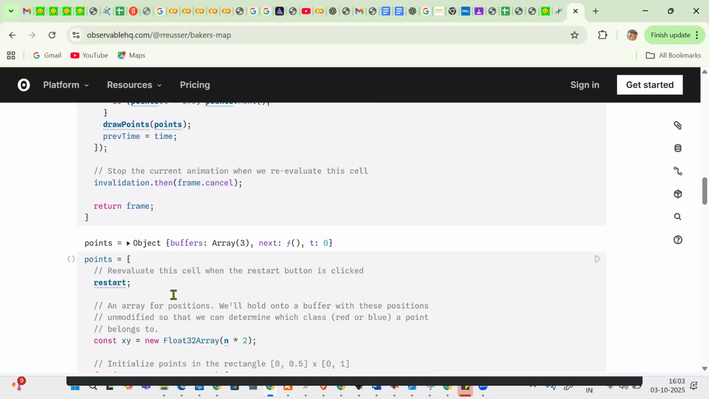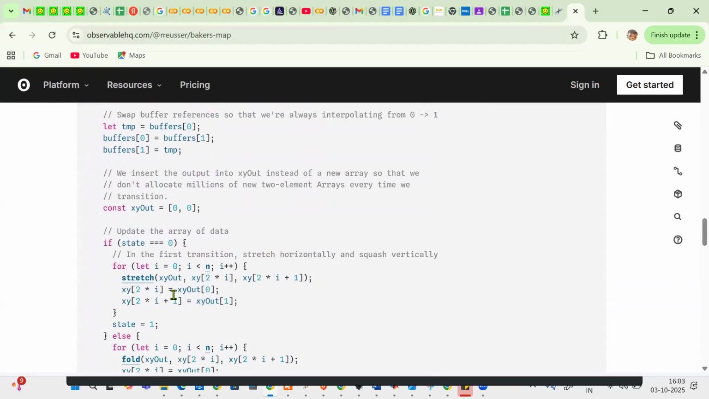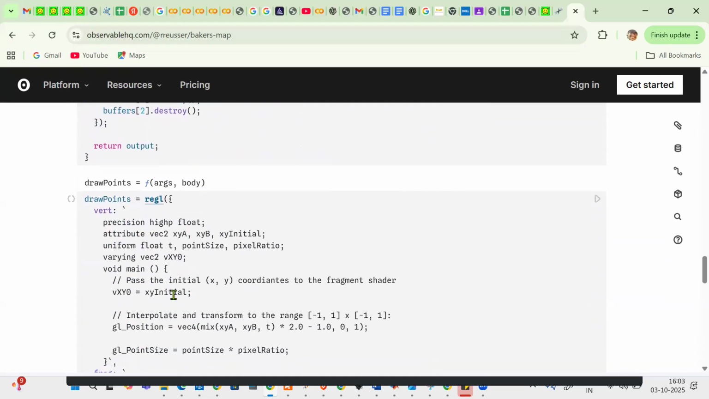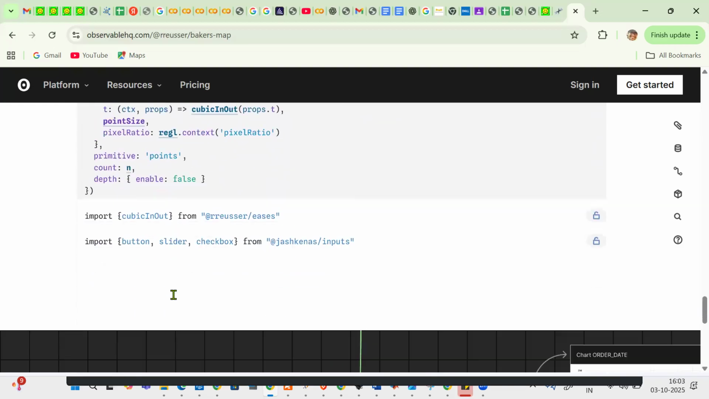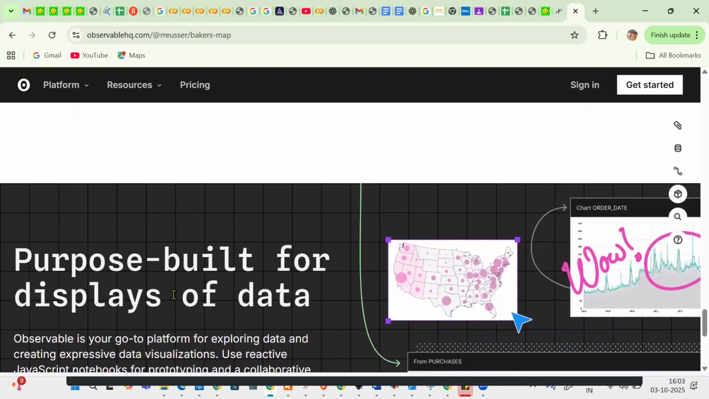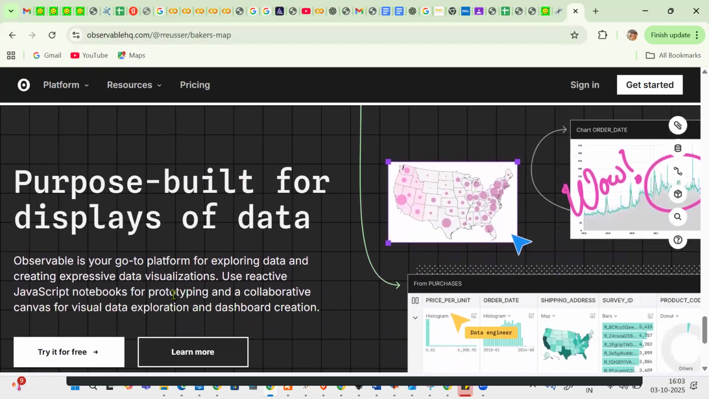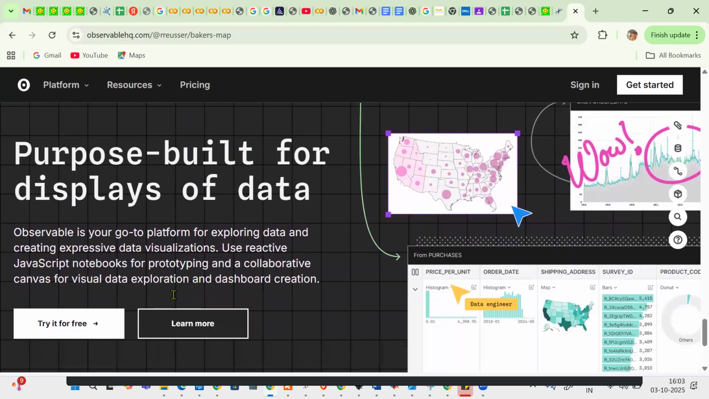So these are all the ideas. You can look into the code. It's quite interesting how they have written a piece of code which can do all these behaviors. And I suggest you go to this place where you can find some data visualization ideas also. It is known as Observable HQ. So try to note it down and play around with this.